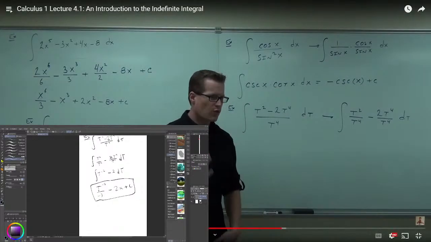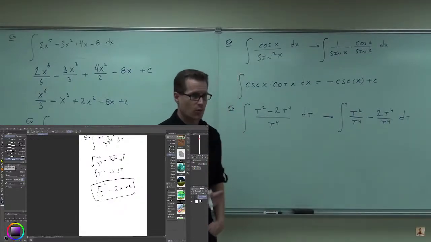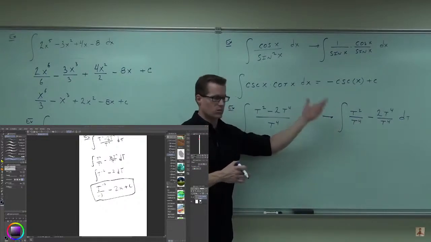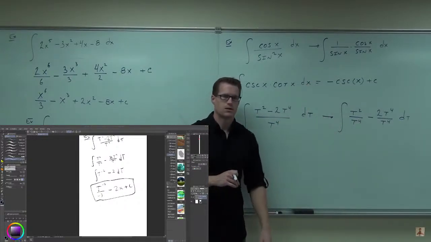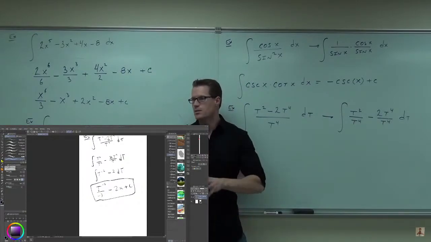By the way, try not to overthink these things. Do the simplest thing that will work, not the hardest thing. That's the simplest thing that's going to work. Why is that the simplest thing that's going to work? I don't know, you tell me. Can you simplify each of those fractions? Absolutely, and they're not going to have any denominators anymore.